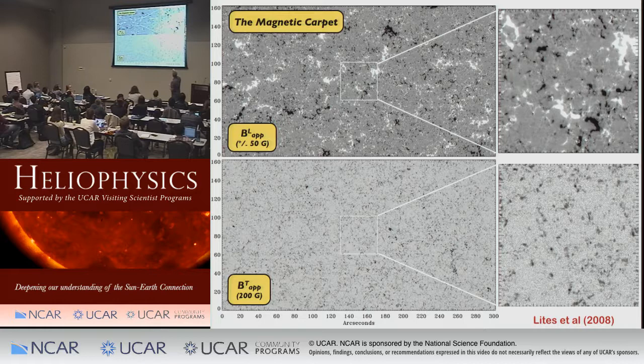So white is field pointing out, black is field pointing in, and we call it salt and pepper that blankets the surface of the sun. So lots of small scale fields, apparently random. This is just the magnitude of the tangential field. And this is actually bigger than the radial field on small scales. This is about 50 Gauss on average. Well, sort of peak values. The saturation of the color table is plus or minus 50 Gauss. Here it's 200 Gauss horizontal fields. So it looks like a mess.